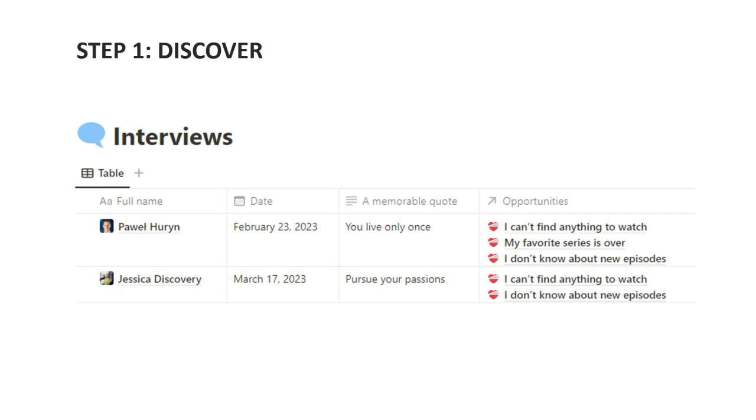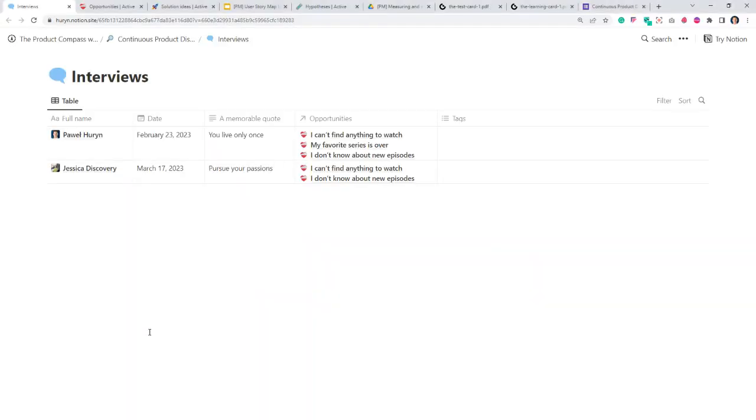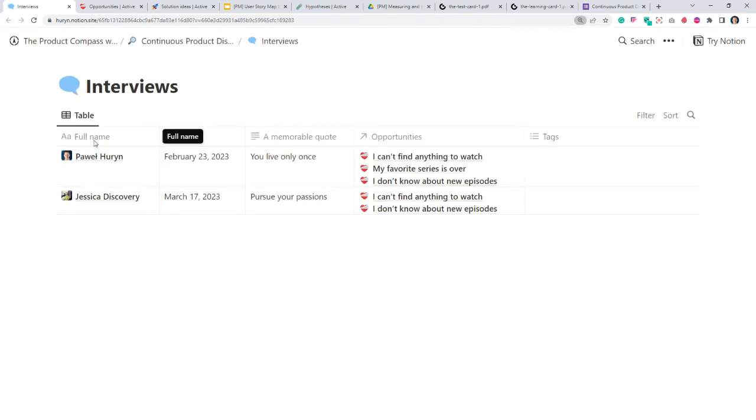Okay, so let's go to the example. So customer interviews can be organized like this. So this is to explore the problem space. At this phase, we don't think about how we can solve those problems. We would like just to note them.